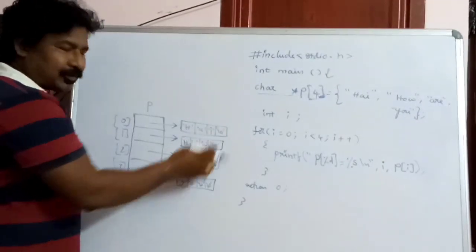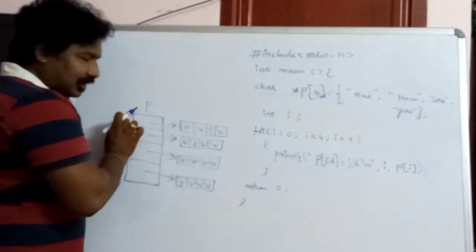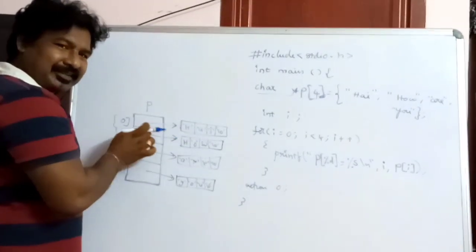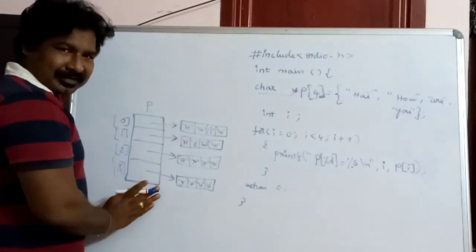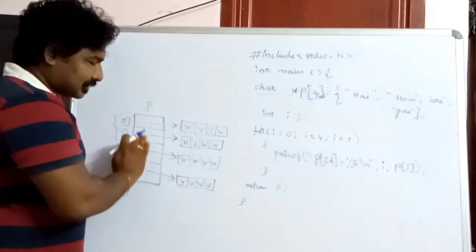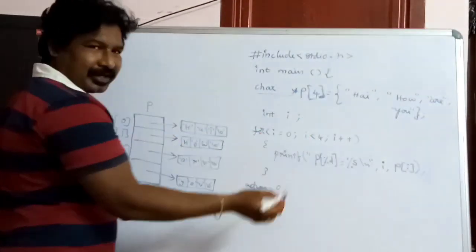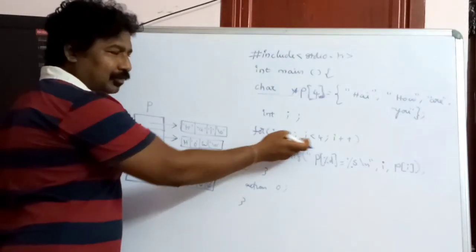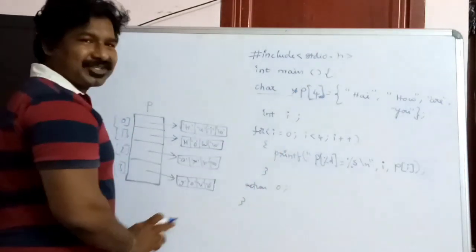So there are 4 strings: hi, how, are, you. The first string is pointed to by the pointer at index 0, the second string is pointed to by the pointer at index 1, and so on. Because there are 4 character pointers, which point to the 4 strings here. I have taken an integer variable and written a for loop. Your for loop runs from 0 to 4, that means it will run 4 times, and I'm just printing each and every string.